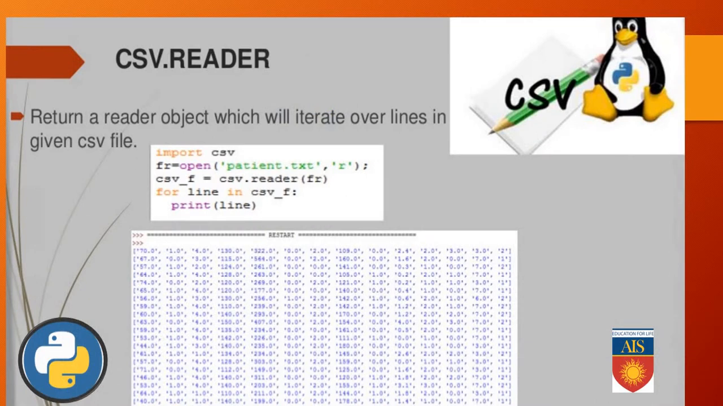csv.reader returns a reader object which will iterate over lines in the given CSV file. See the command: import csv, fr = open('patient.txt', 'r'), csvf = csv.reader(fr), for line in csvf: print(line), and then you will get the output as given below.